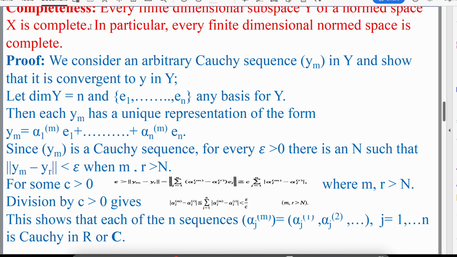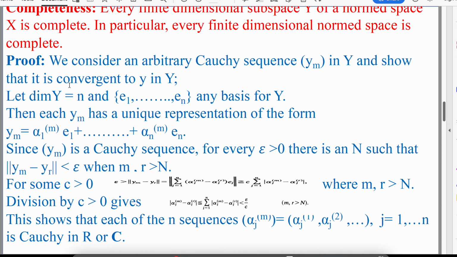Now completeness. Every finite dimensional subspace Y of a normed space X is complete. It means every finite dimensional normed space is complete. Suppose we consider an arbitrary Cauchy sequence ym in Y. Because we want to show that it is complete, we will show that it is convergent to some point y in Y. Because the space is said to be complete if we consider any Cauchy sequence of points of the space and it converges to a point in the space.